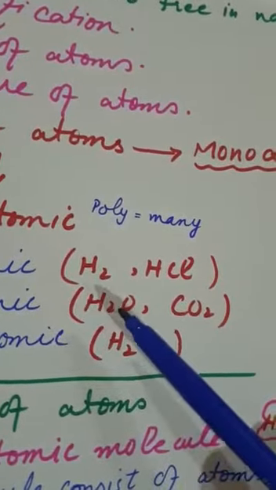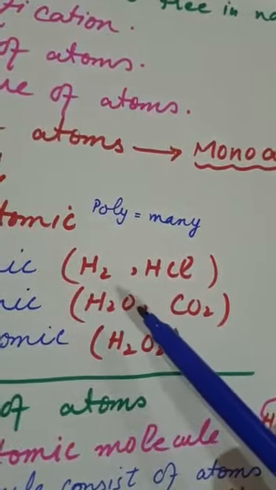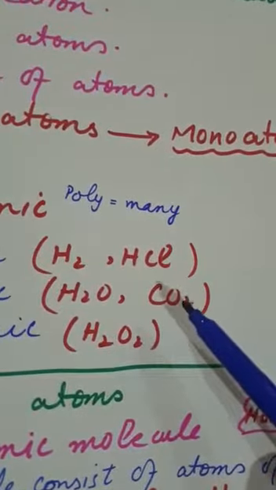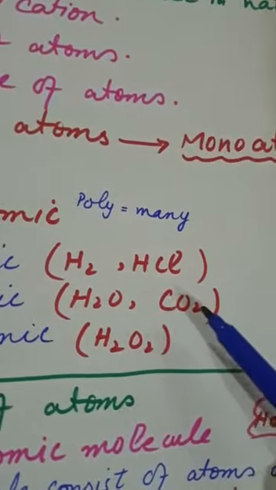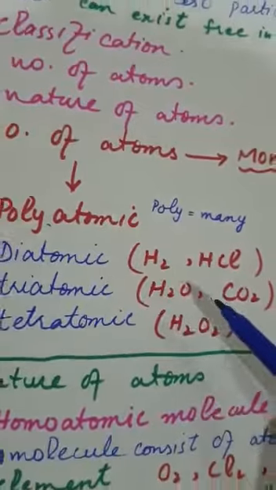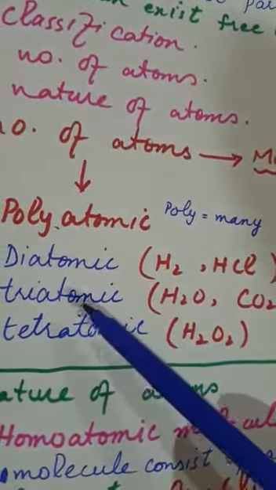Hydrogen: the 2 hydrogen atoms and 1 oxygen atom, so the total will be 3. Similarly, in the case of carbon dioxide, 1 carbon atom and 2 oxygen atoms, the total will be 3. For that reason, they are considered triatomic molecules.